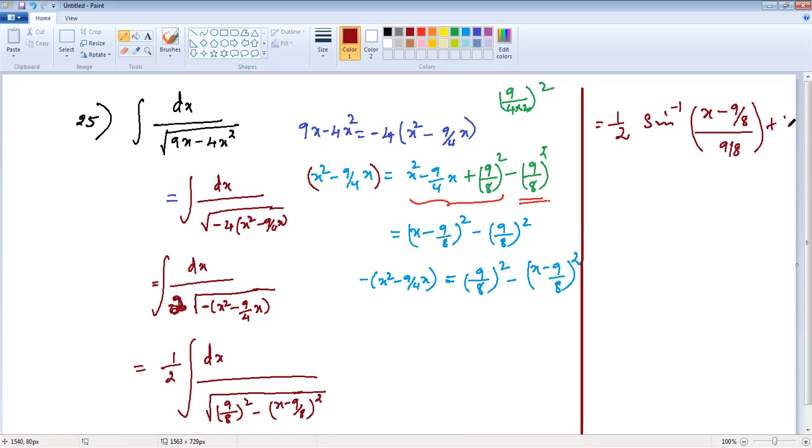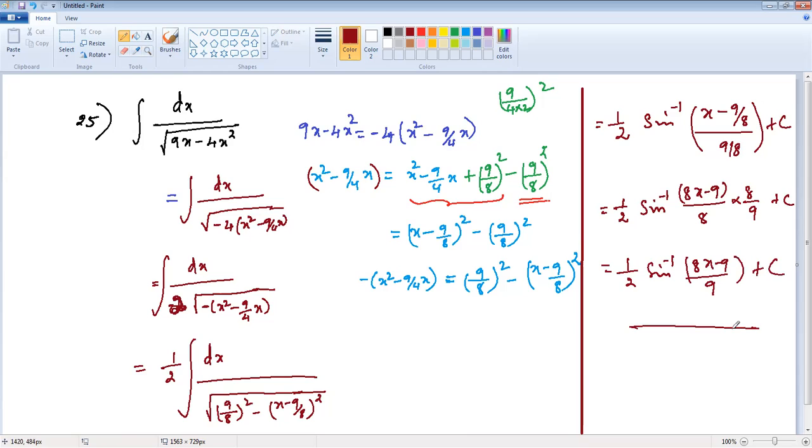plus c, sin inverse x by a plus c, that is equal to 1 by 2 sin inverse 8x minus 9 by 8 into 8 by 9. 8 and 8 get cancelled, you get 1 by 2 sin inverse 8x minus 9 by 9 plus c. Okay, that's all. So almost all the problems are the same model, and you take time to learn and work out and get thorough with it.